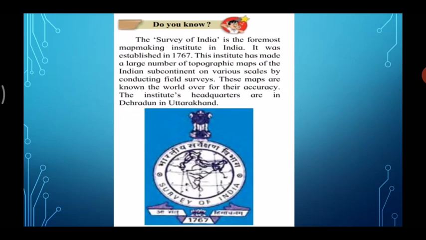Let us move forward. Now, do you know? The Survey of India is the foremost map making institute in India. It was established in 1767. This institute has made a large number of topographic maps of the Indian subcontinent on various scales. By conducting field visit surveys, these maps are known the world over for their accuracy. The institute's headquarters are in Dehradun in Uttarakhand.